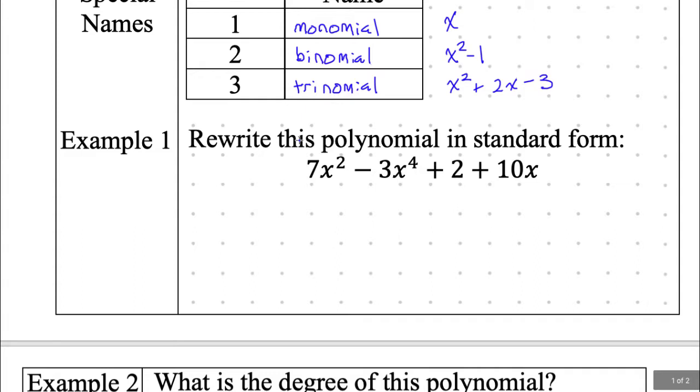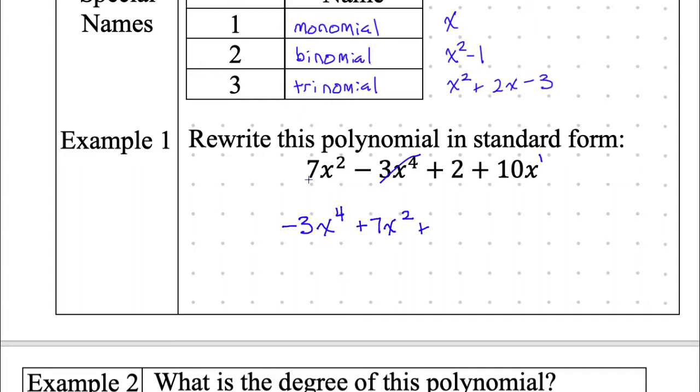Example 1. Rewrite this polynomial in standard form. All right. The highest power is 4, so I'm going to do negative 3x to the power of 4. The next highest power is, well, this is a power of 1. If there's nothing there, assume it's 1. So next highest is 2, so plus that 7x squared, then plus the next highest.